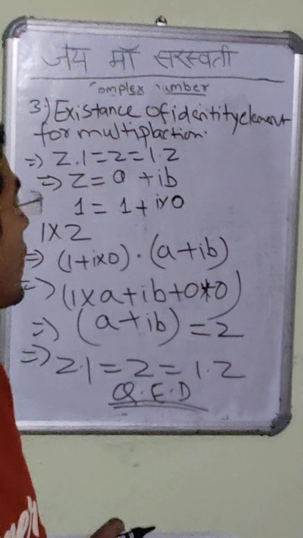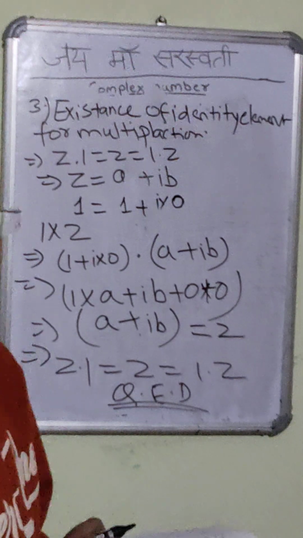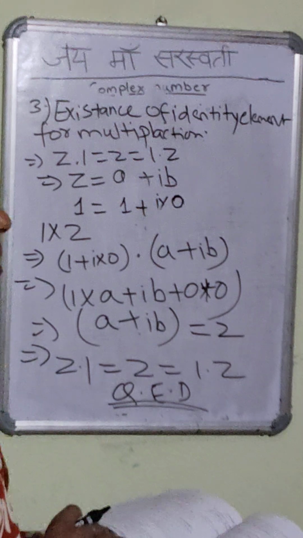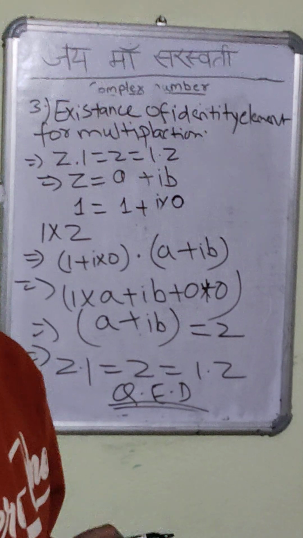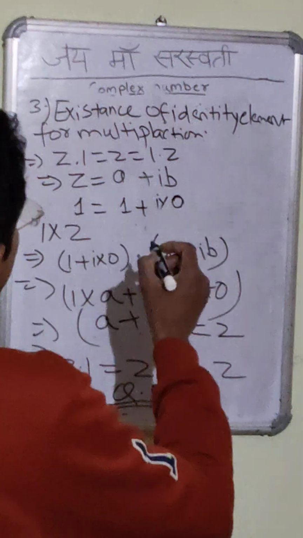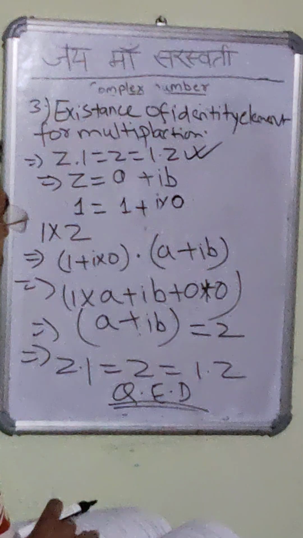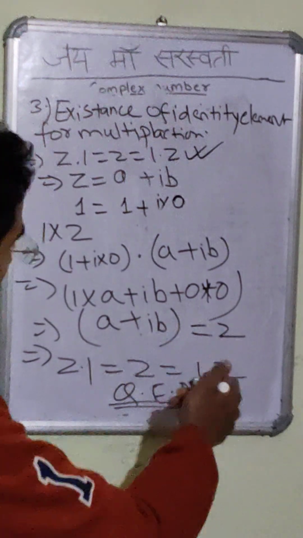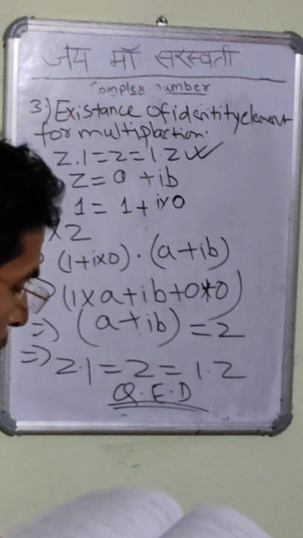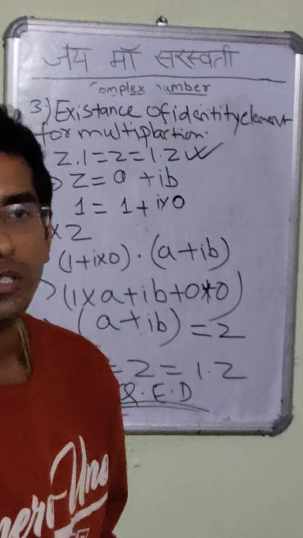So we have seen the third property, entitled existence of identity element for multiplication. We have seen that if we take any complex number and multiply it with 1, we get the result Z into 1 is equal to Z is equal to 1 into Z. That is the proof that we established, and we also saw how the basic outcome comes.